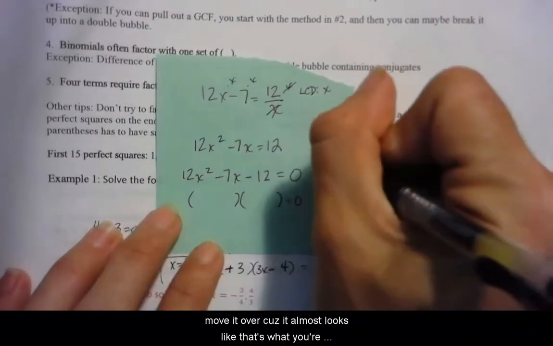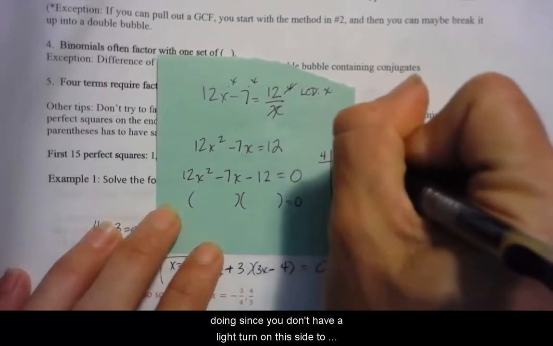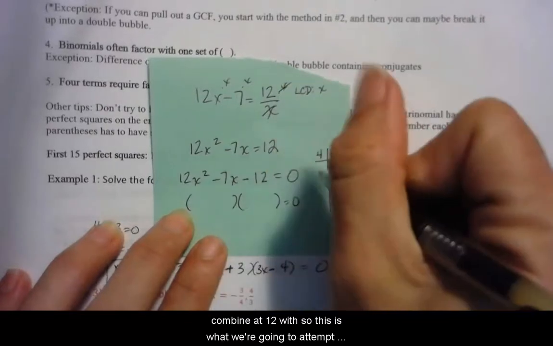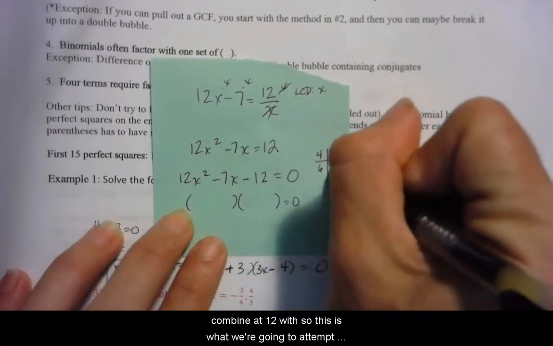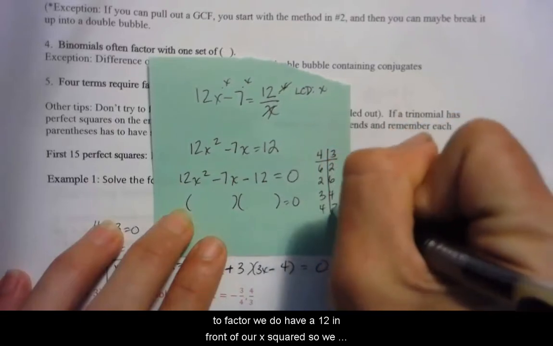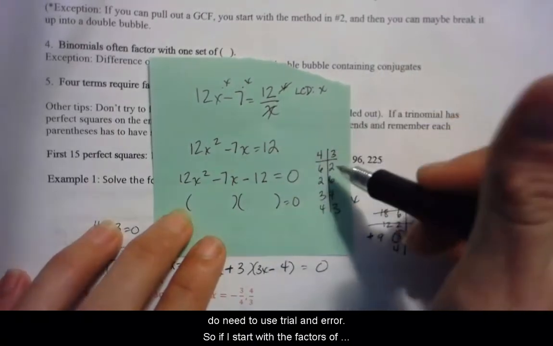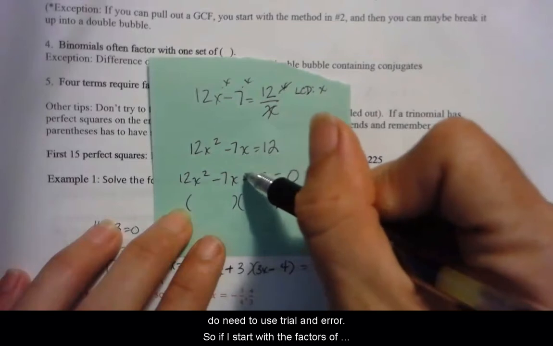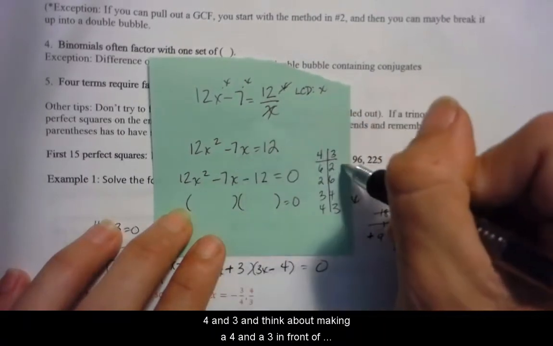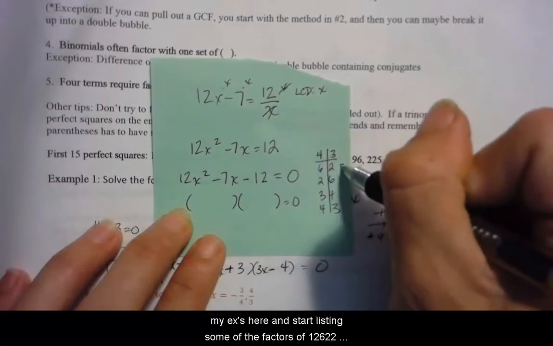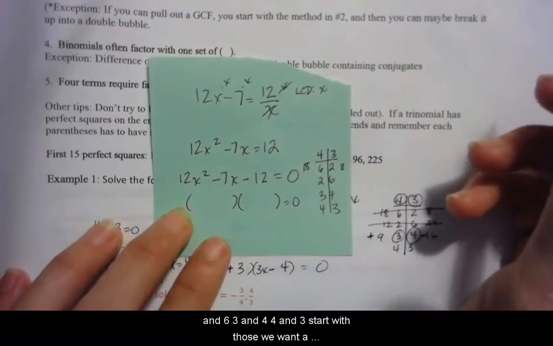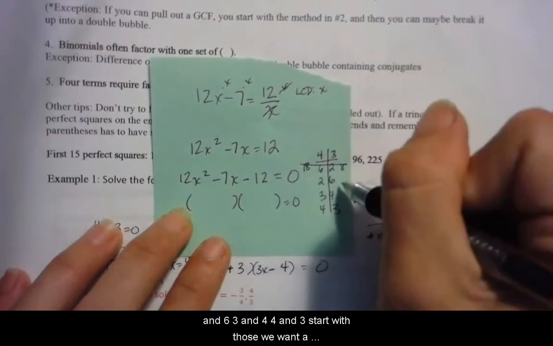So if I start with the factors of 4 and 3 and think about making a 4 and a 3 in front of my x's here, and start listing some of the factors of 12: 6 and 2, 2 and 6, 3 and 4, 4 and 3. I'll start with those. We want our products to make a difference of 7 somehow. So I always just think, okay, 4 times 2 is 8. 3 times 6 is 18. What's 18 minus 8? That's 10. So no way to get a difference of 7 there.